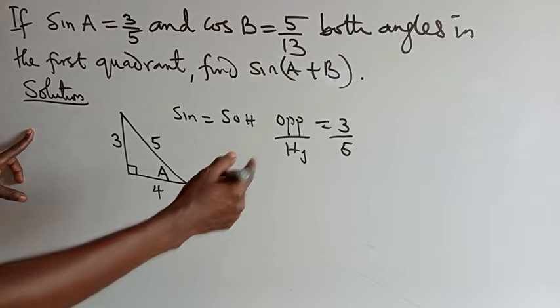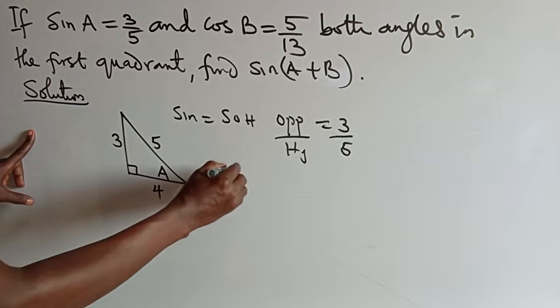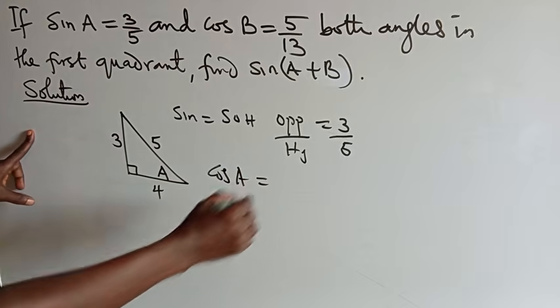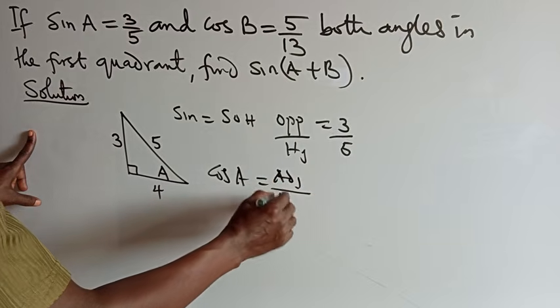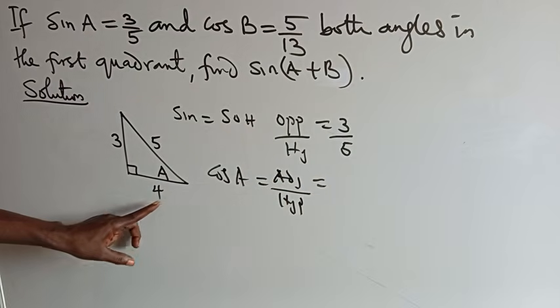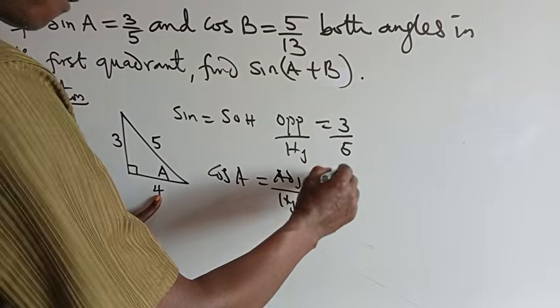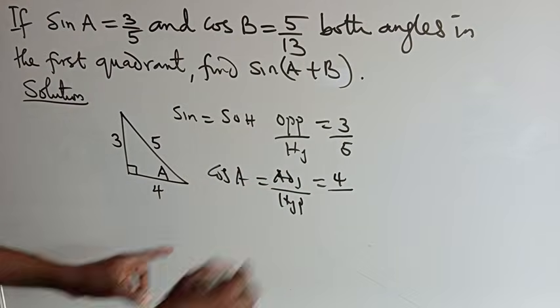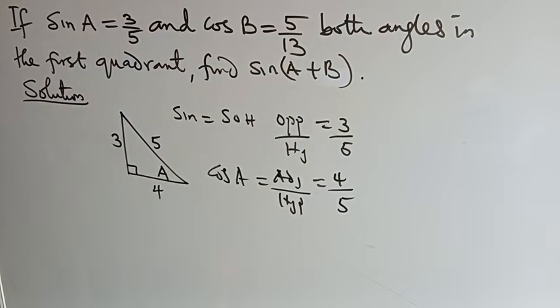Now, how do we know cos A? Cos A from SOHCAHTOA is adjacent over hypotenuse. So our adjacent side is the 4 we have just gotten, all over the hypotenuse, which is the longest side, 5. Beautiful.